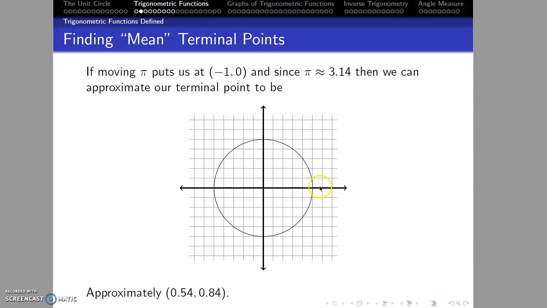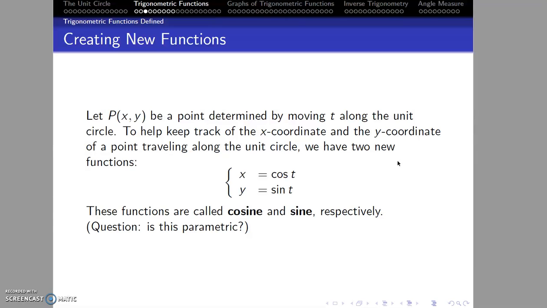If you have a nice ruler and a lot of patience, you could trace out 1 along the unit circle, but really there's got to be a better way. And the better way I'm going to have us use is 2 functions that we can use to track the x and y coordinates as we move around the unit circle, both being functions of distance traveled, both being functions of t. So let's look at that.